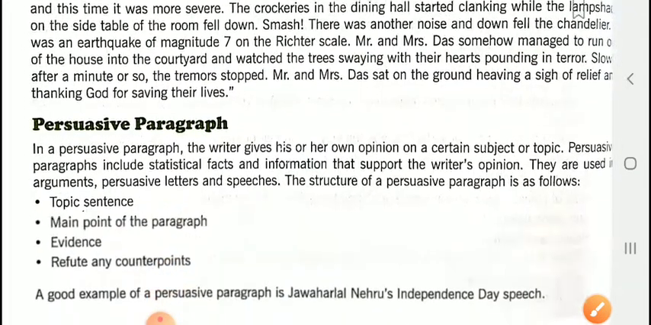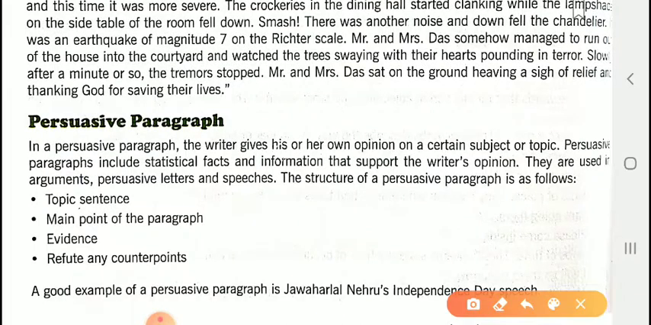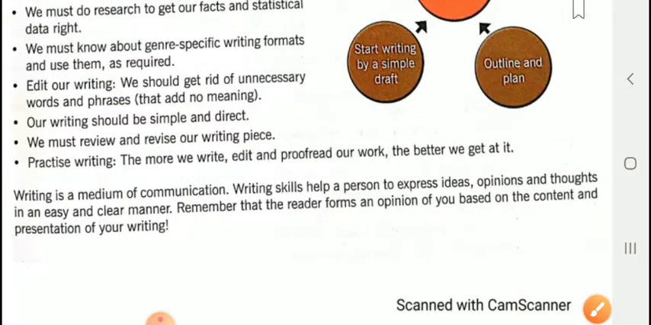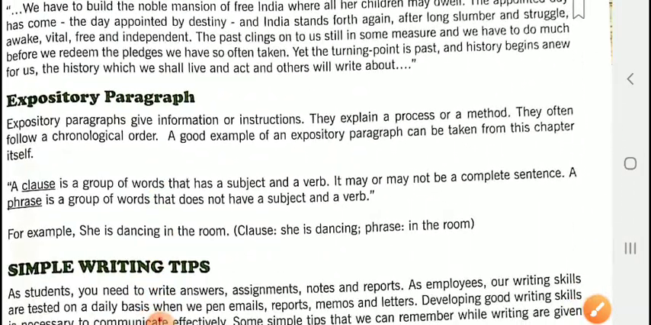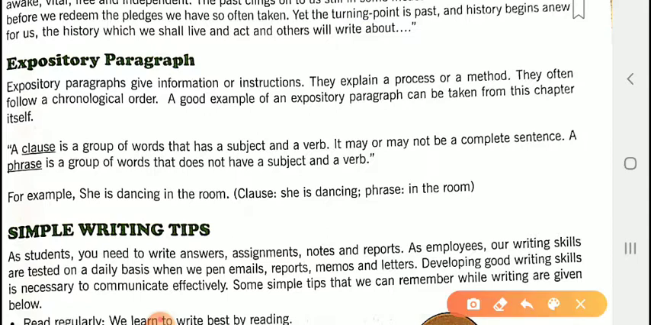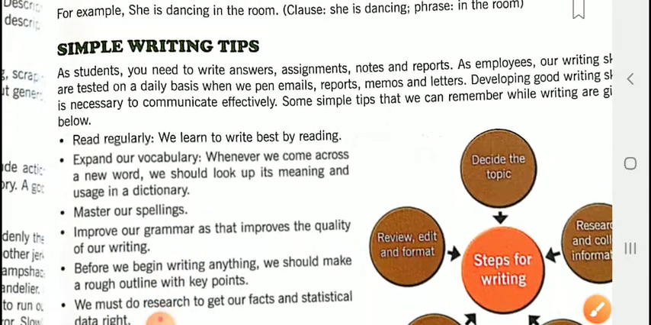Next, persuasive paragraph. In a persuasive paragraph, the writer gives his or her own opinion. The writer or poet has his or her opinions about the particular topic, so you have to match the mind of the writer or poet about that persuasive paragraph. Next, expository paragraph. An expository paragraph gives information or instruction that explains a process or method, often in chronological order.